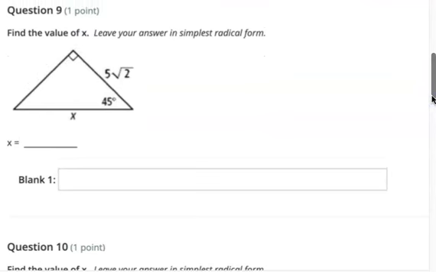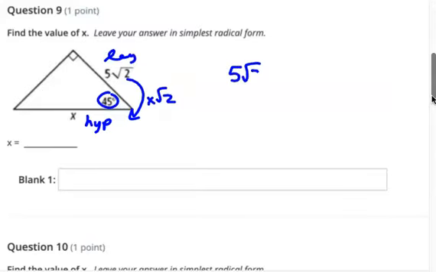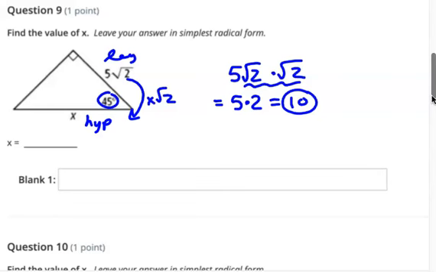find the value of x, leave it in simplest radical form. Okay, again, 45, 45, 90. This is a leg. We're looking for the hypotenuse this time, which means I need to take this and multiply it by the square root of 2. Okay, what happens with that? We have 5 square root of 2 times square root of 2. These two are going to make square root of 4, which is 2. This is 5 times 2, so our answer is 10. Next one.